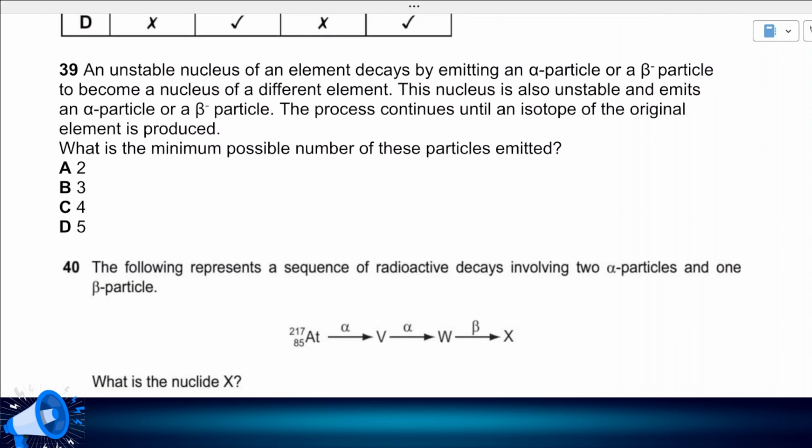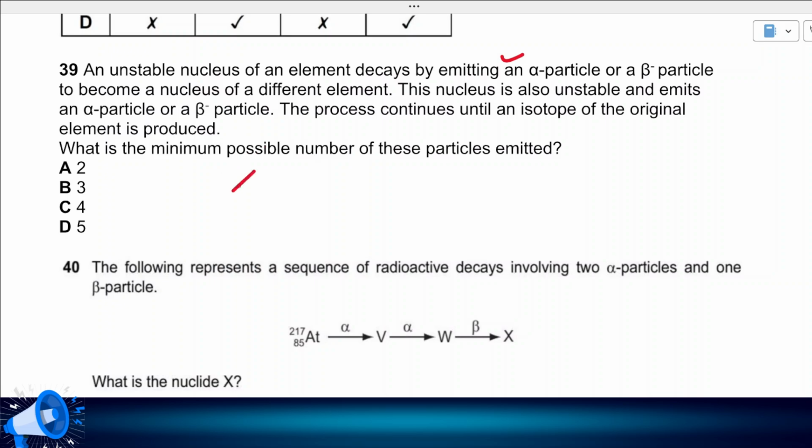39. An unstable nuclei emits alpha or a beta particle to become stable. Okay, this nucleus is also unstable and it emits alpha or beta once again. The process continues until an isotope of the original element is formed. What is the minimum possible number of these particles emitted?